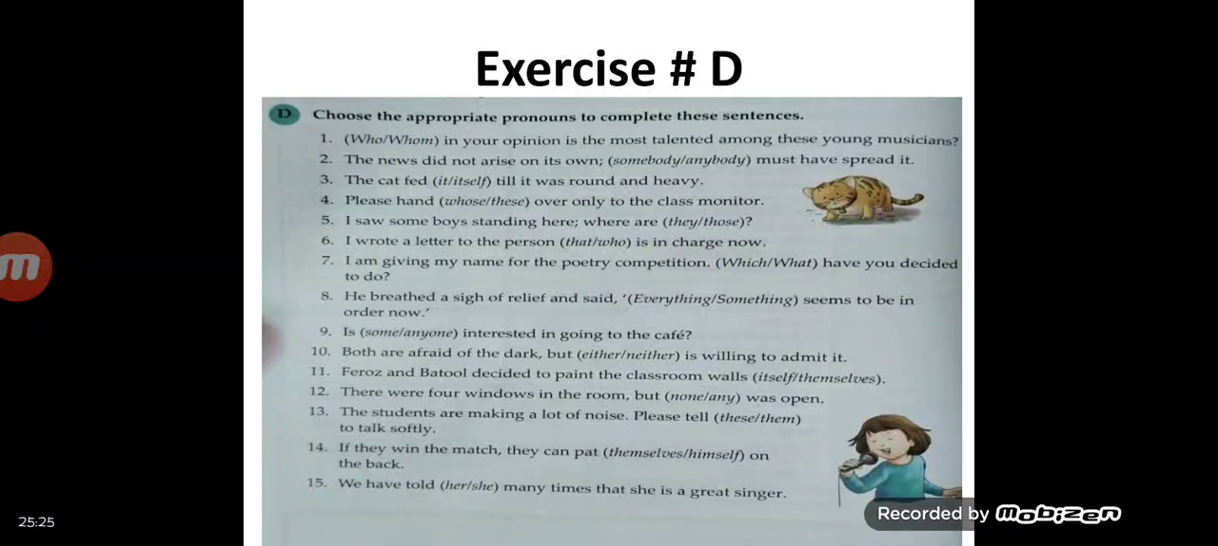Or you can say, we have told she many times that she is a great singer. What is the correct option? We have told her many times that she is a great singer.